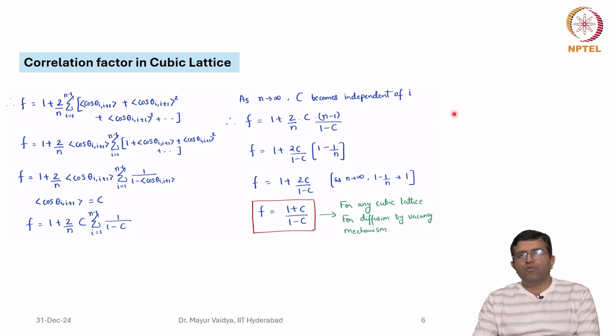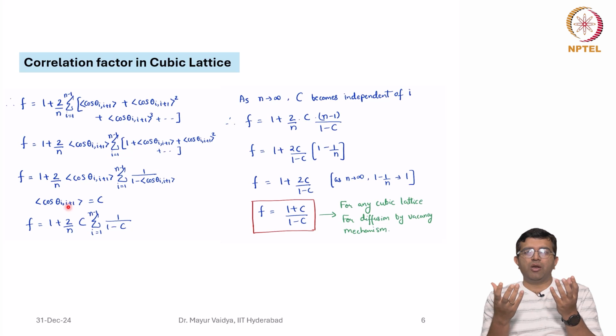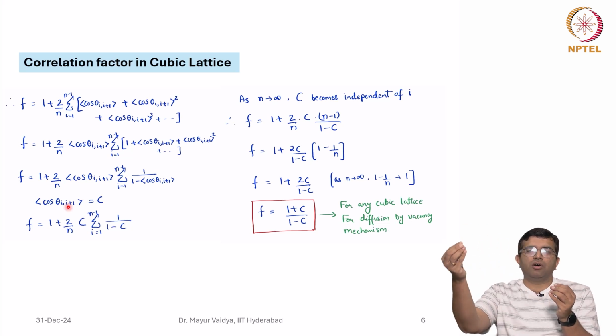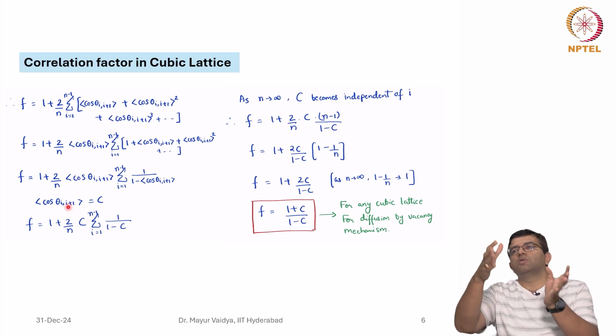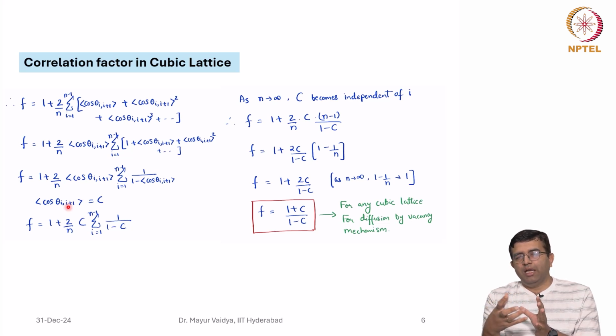Now, what happens is if n is infinity, or in other words, if n is very, very large, then C becomes essentially independent of I. That means this average of cos theta I in some sense will be independent of whether you are considering, let's say, 45th and 46th jump, or you are considering 100th and 101st jump, or you are considering 10,000th and 10,001st jump. So it becomes independent of I.